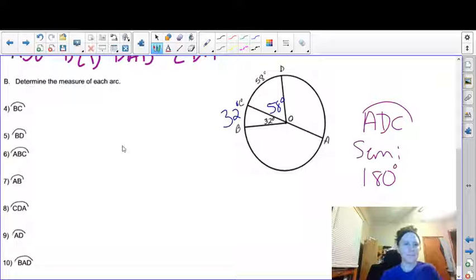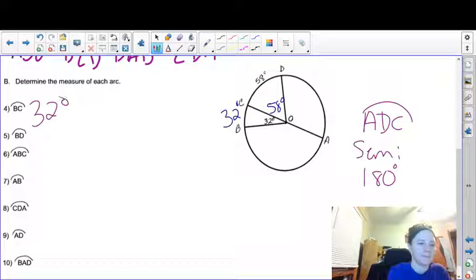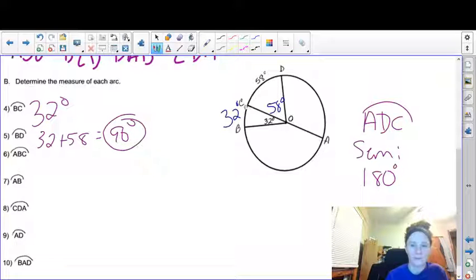All right, let's go ahead and talk about the measure of these things now. BC, well, we just said that was 32. B to D. Okay, so B to D, it's only got 2 letters, so it has to be that minor arc. So it's going to be 32 plus 58, which is 90. Then it wants to know A to B to C. Well, hey, we already said that was a semicircle, that's 180.